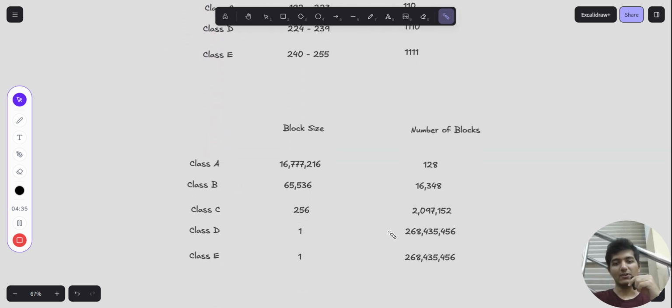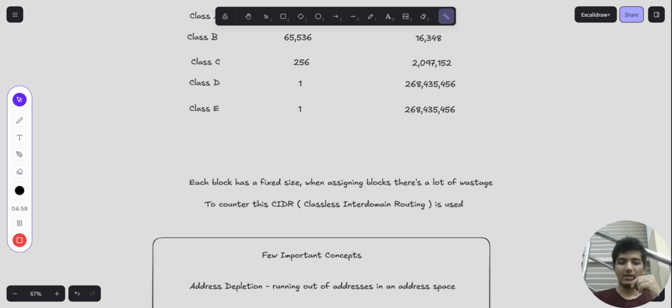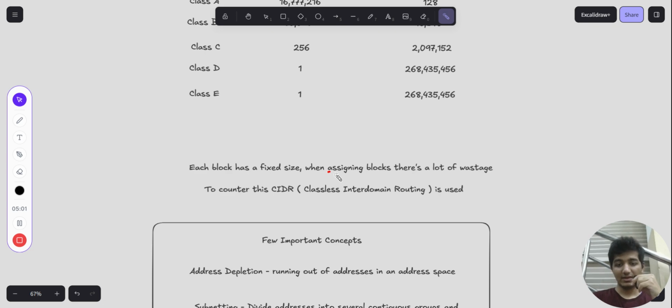Now, of course, based on how we're assigning classes, the block size and the number of blocks in each class is going to be different. We can see class A has the largest blocks, with just 128 blocks, and class B has smaller, more blocks, and so on. Each of these blocks has a fixed size that cannot be changed, and this is where we run into one of the issues. When we assign blocks, there's a lot of wastage.